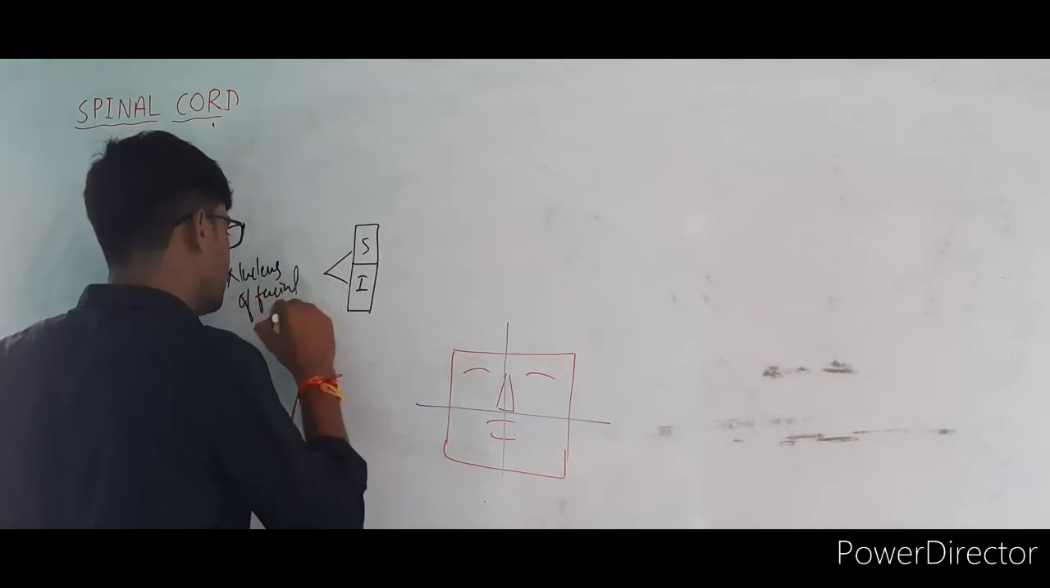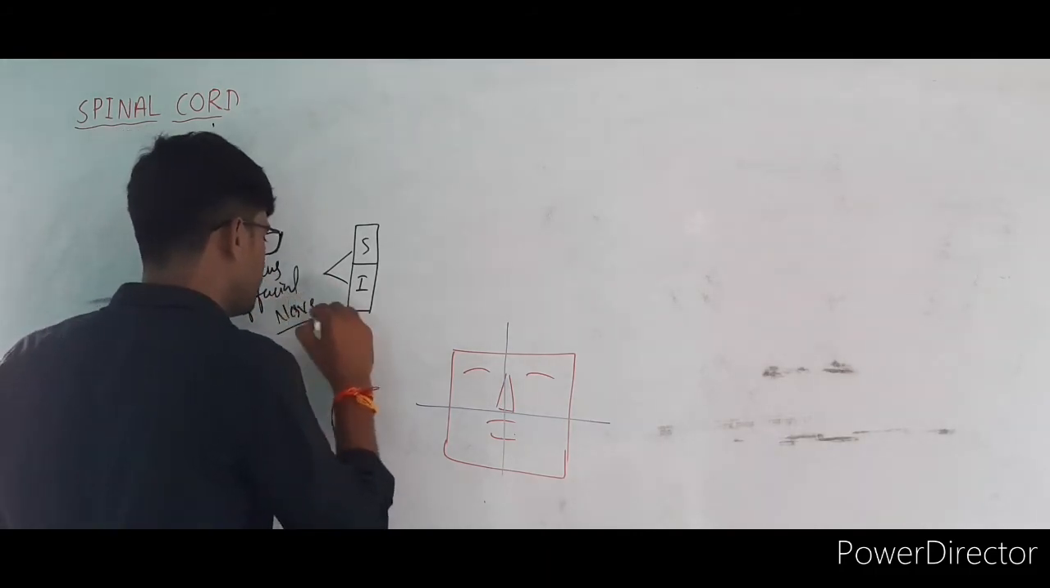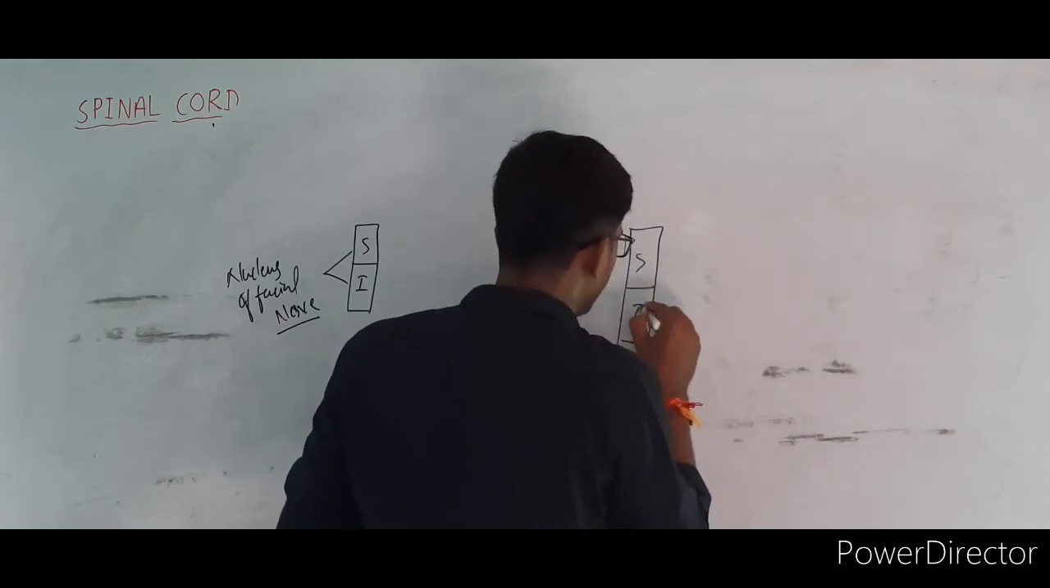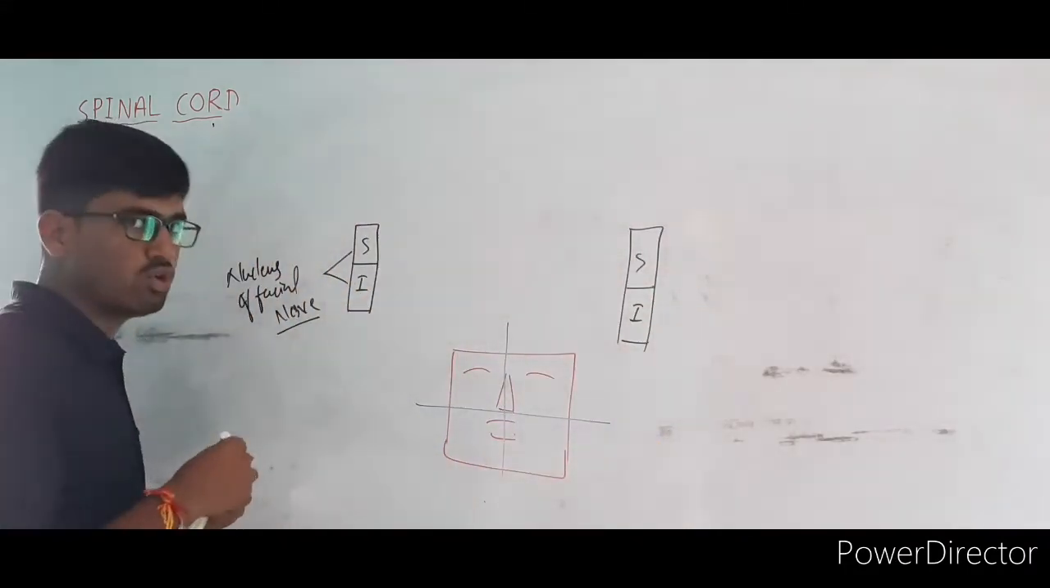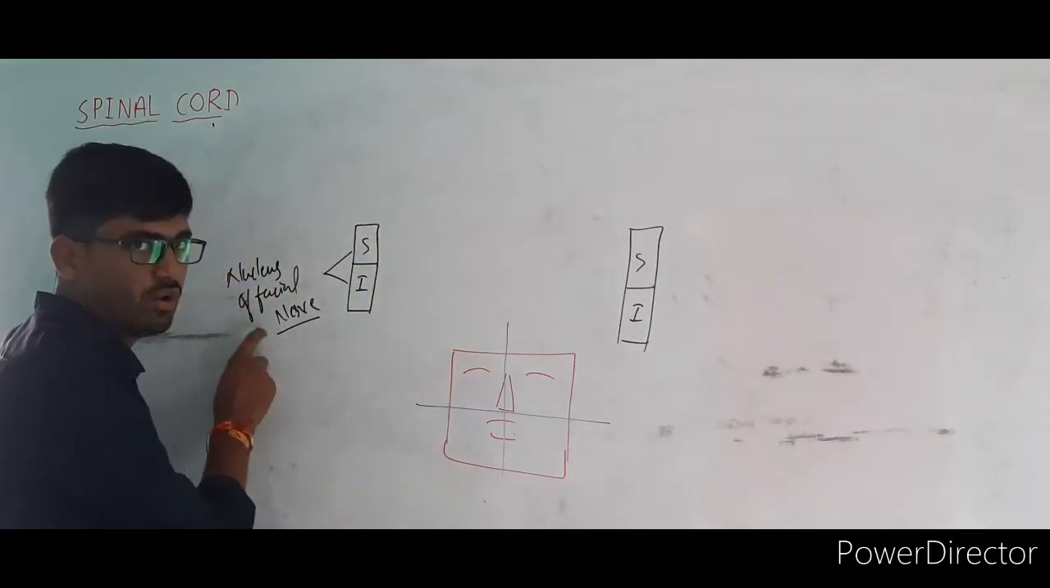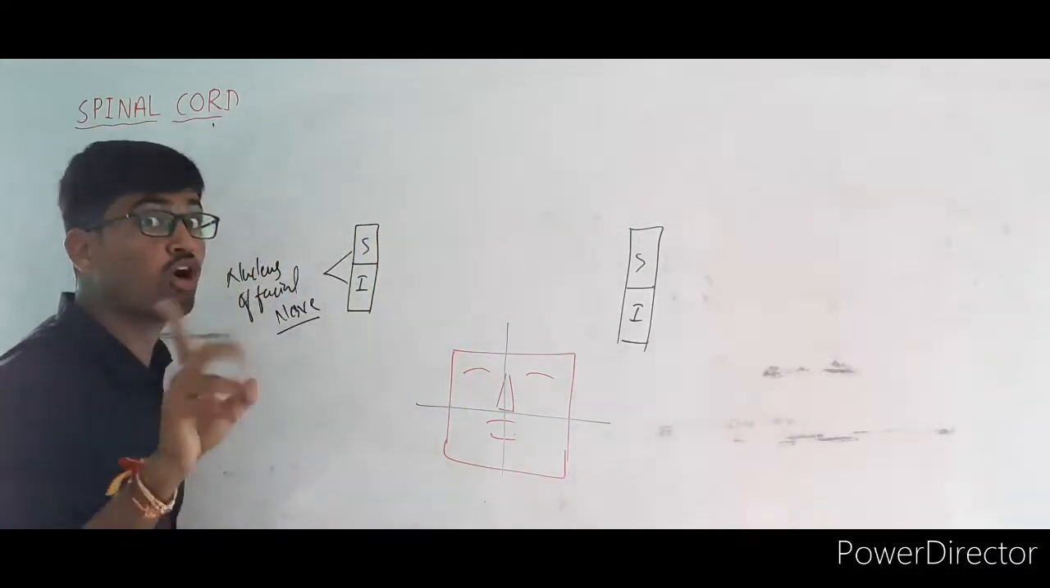Nucleus of the facial nerve. Right? Here are also two nuclei. This is the superior, this is the inferior nucleus, right? Now one thing you should remember: this nucleus of the facial nerve is controlled by the cortex.